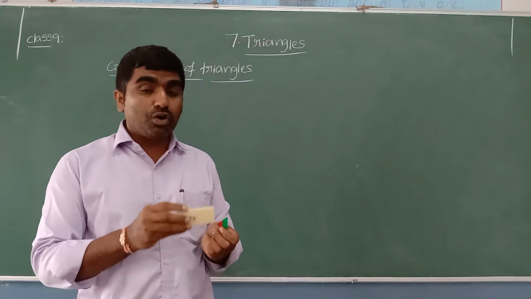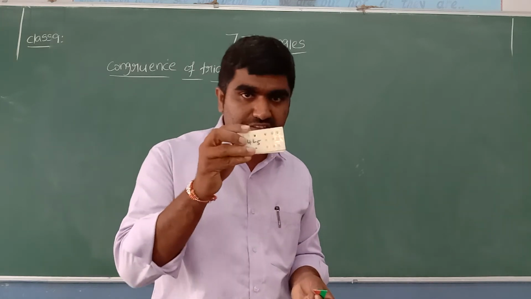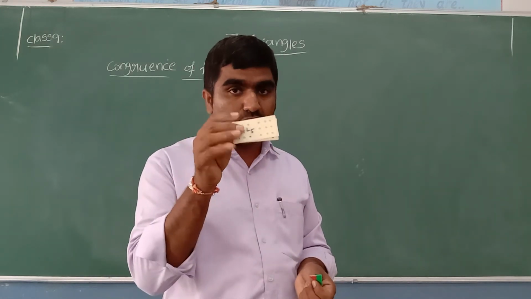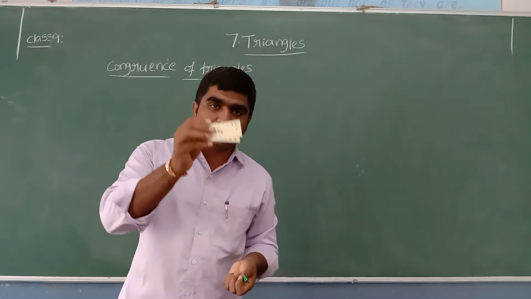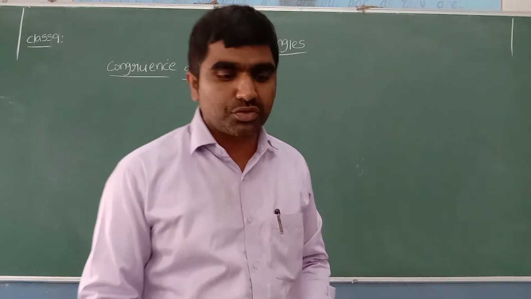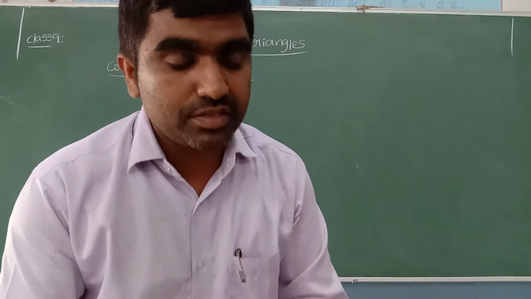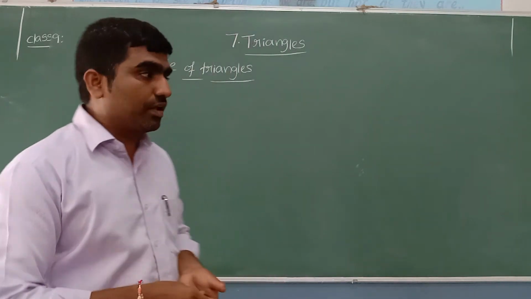Congruent means both must be the same shape and same size. These two are called congruent. Similar means both must be the same shape, but the size may be the same or different. This is about congruent figures and similar figures.